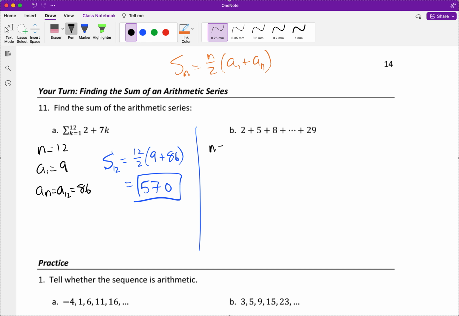Now, this one, same idea. We need to know what n equals. We need to know what A1 is, the first term. We need to know what AN is, the last term. It just so happens that we know the first and the last, but we don't know what n is. So sad.